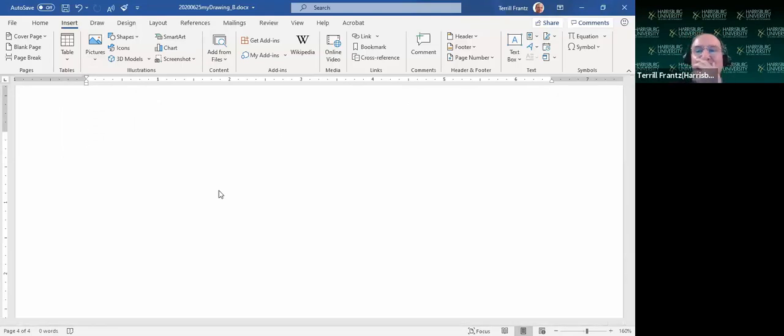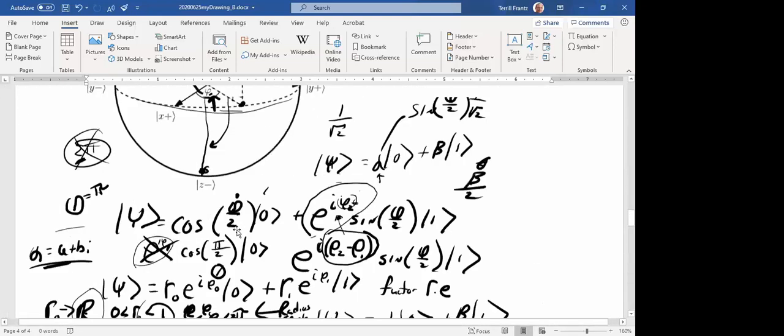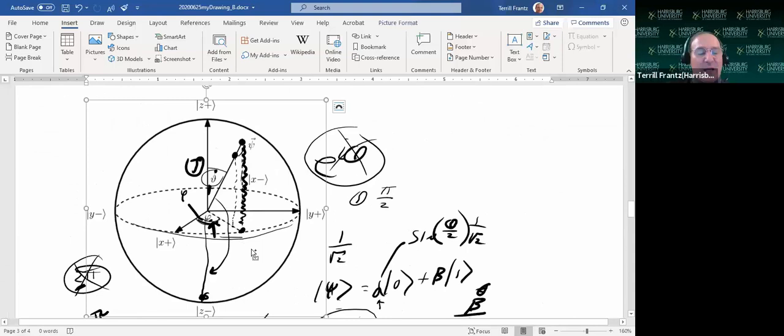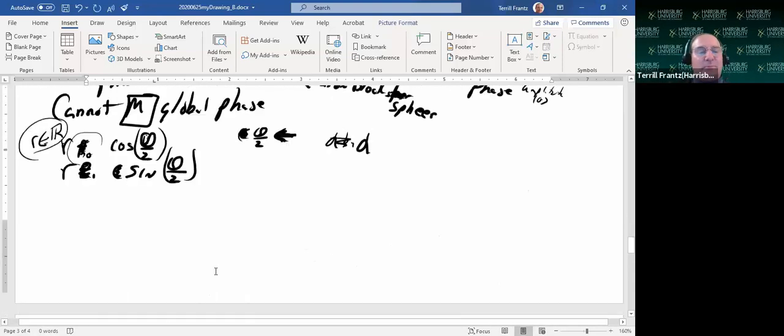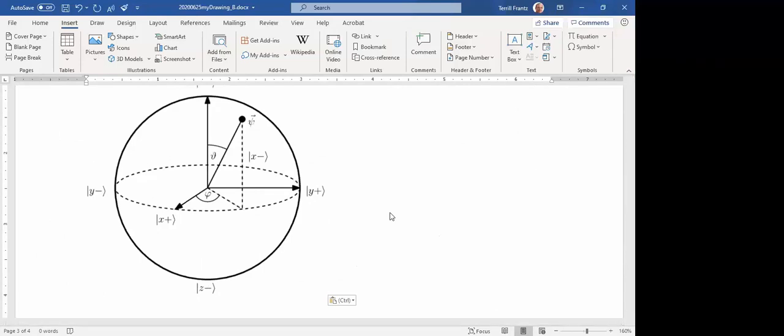Go ahead, David. If you bring back a picture of the Bloch sphere, can I get a clean one? Sure. Okay. The thing that took me this long time to realize was the different coordinates that are being used.